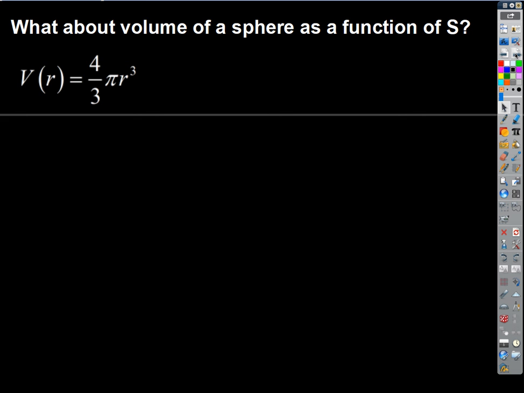What might that look like? So we want to come up with something like this. Come up with something like V of S. Okay, how could we do that? Any suggestions?